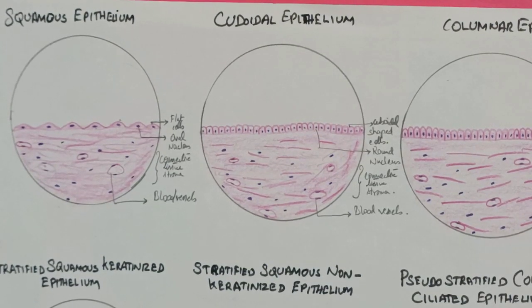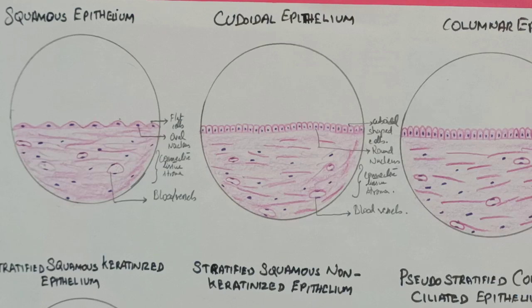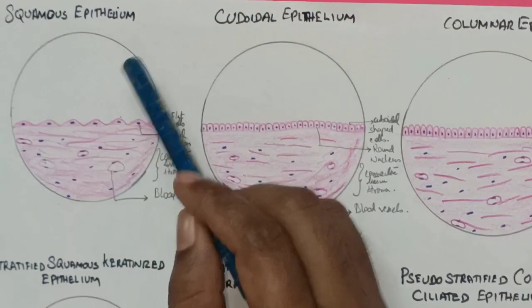So today's video I'm going to explain the diagrammatic representation of various epithelia that we covered in the previous video, starting from simple epithelium and ending with stratified epithelium. In simple epithelium, the first epithelium is squamous epithelium.